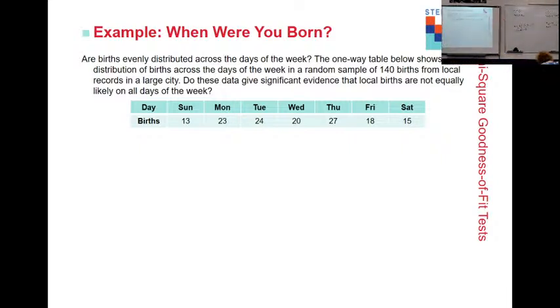In terms of proportions, that means that the probability that you're born on any given day of the week is what? 1 in 7. 7 days in the week. So you're equally likely to be born on any particular day of the week. And then the alternative would be written as at least one of those proportions is not 1/7. So we can write that in 2 different ways here.